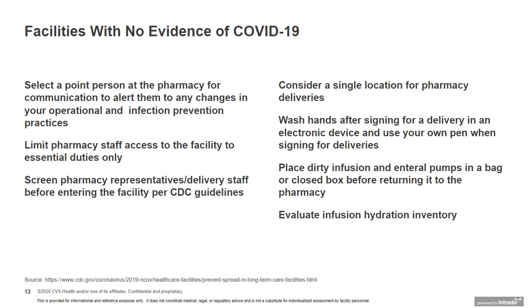When signing for pharmacy deliveries, as most nurses already do, use your own pen. If staff has to use an electronic device to sign for any delivery, even if it's from the UPS, use gloves or wipe the device with a disinfectant before signing and wash your hands afterwards. Place dirty infusion and enteral pumps in a bag or a disposable box before handing them back to the courier so that those dirty pumps do not contaminate other packages going to other facilities or coming back to the pharmacy.